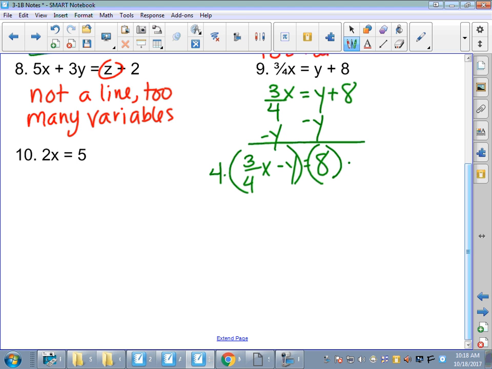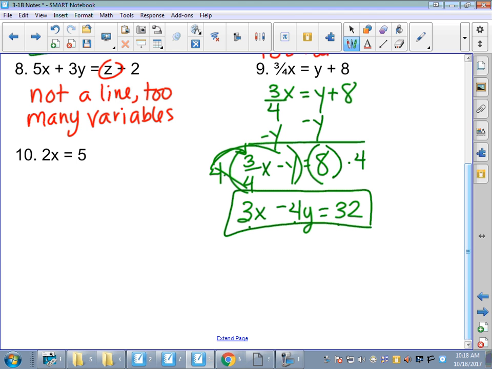Whatever I do to one side, I have to do to the other. And when I distribute the 4 through, I end up with 3x minus 4y is equal to 32. And when I look at this 3, 4, and 32, nothing I can take out of all three of those terms. We're in the right order. A is positive, A and B are whole numbers. We're good to go. Number 10, 2x is equal to 5. It passes the line test because it has an exponent of 1.